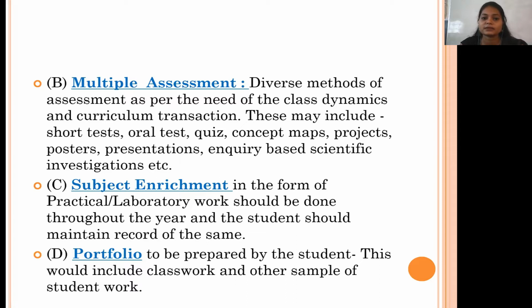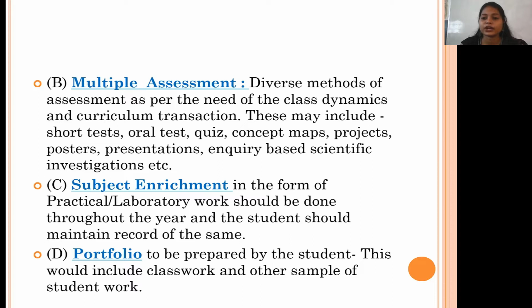Then, multiple assessment. Diverse methods of assessment as per the need of the class dynamic and curriculum transaction. These may include short notes, short tests, oral tests, quiz, concept maps, projects, posters, presentations, inquiry-based scientific investigations, etc.